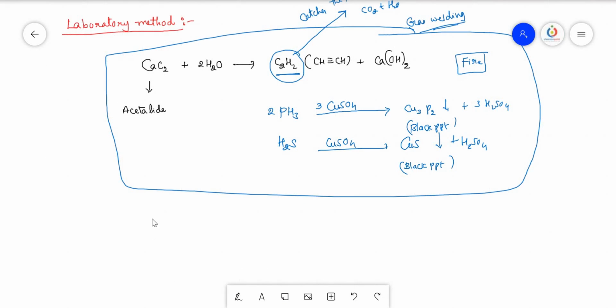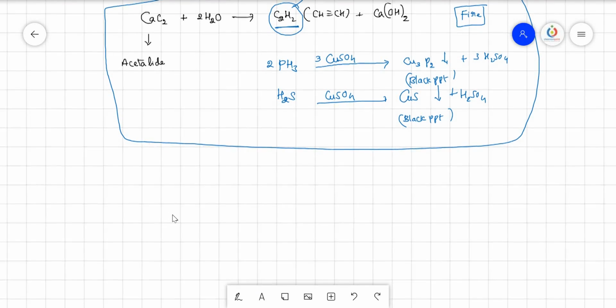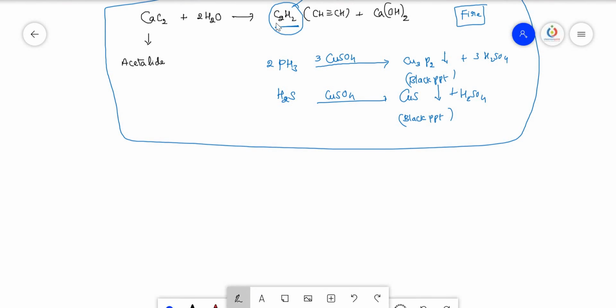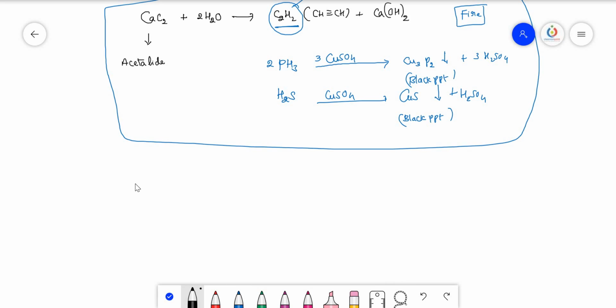Now, apart from calcium carbide, there is one more metallic carbide which is used in the preparation of alkynes, not acetylene. That is magnesium carbide, Mg2C3. When magnesium carbide is subjected to hydrolysis, since 3 carbon atoms are there, you get the alkyne with 3 carbon atoms, that is the propyne molecule, plus the remaining is simply magnesium hydroxide.